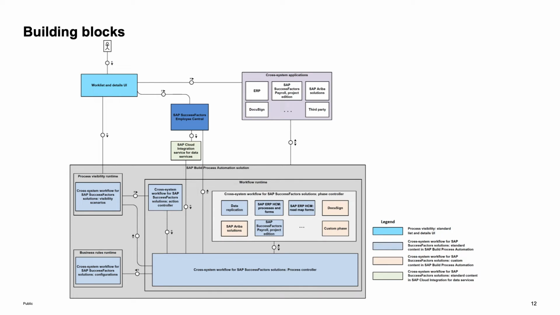Now, let's have a look at the building blocks of our solution. The central piece is the so-called process controller, which is built on the workflow capability of the SAP Build Process Automation solution. Additionally, we have various so-called phase controllers which interact with different connected backend systems. For example, the phase controllers for processes and forms and HR roadmap forms connect to ERP HCM, while the data replication phase controller interacts with SuccessFactors to monitor the status of the data replication.